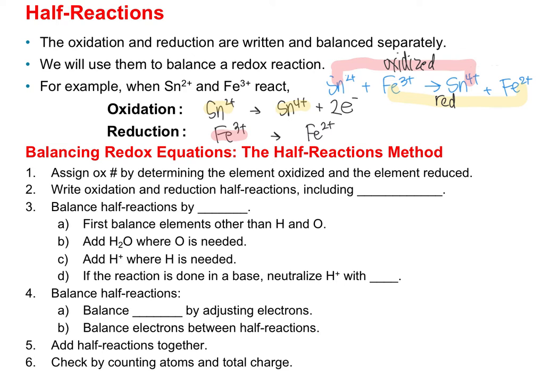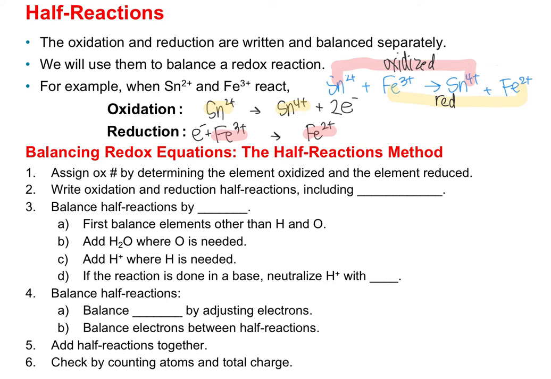Cool. So now I'm going to do iron. Iron has a +3 and a +2. So in order to make the charges equivalent, I'm going to add an electron on this side. So now they are balanced in mass and also in charge for each half reaction.